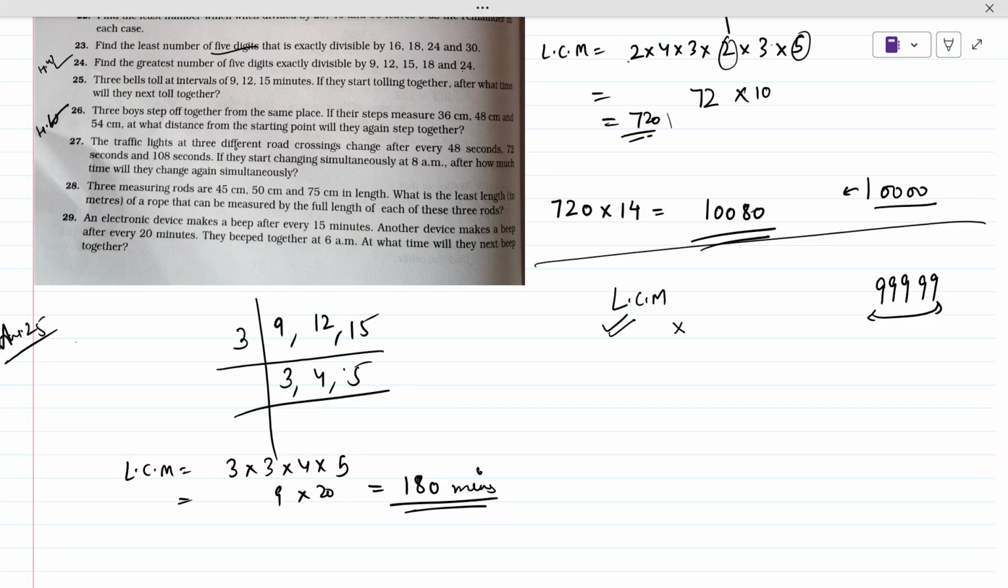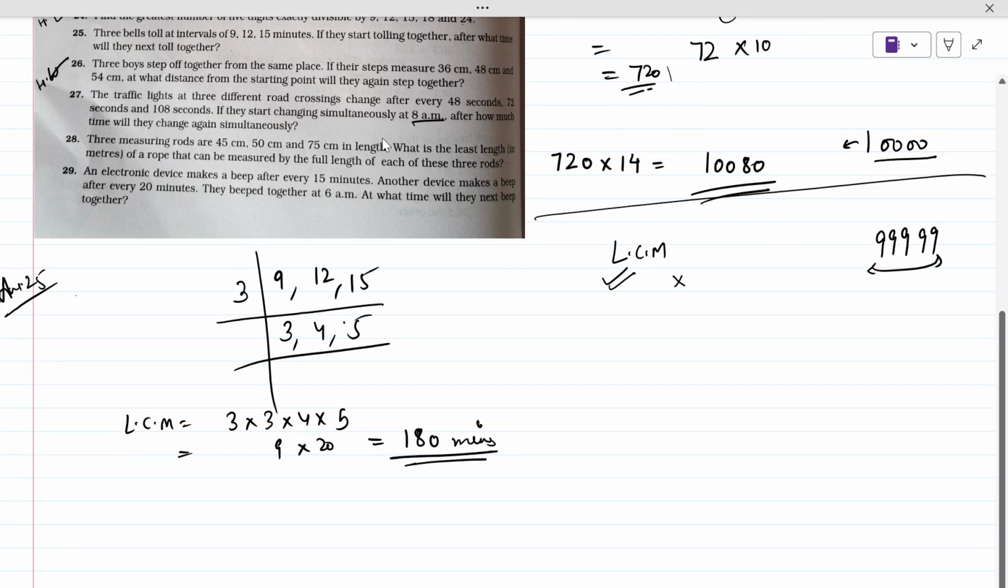The traffic light at 3 different road crossings changes after every 48 seconds, 72 seconds, and 108 seconds. If they start changing simultaneously at 8 am, after how much time will they change again simultaneously? Same thing. We have to find the LCM of 48, 72, and 108. Okay, let's do this question. This is answer 27. I'm erasing this. I'm solving it here.